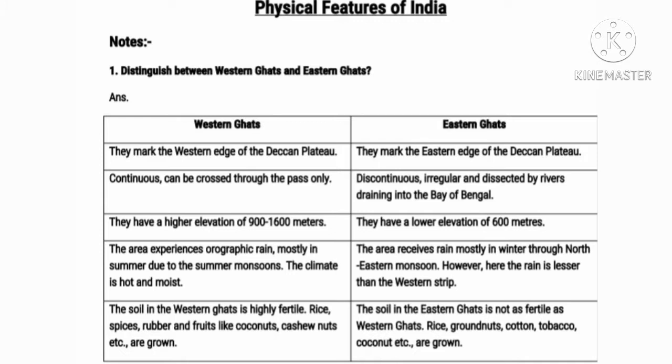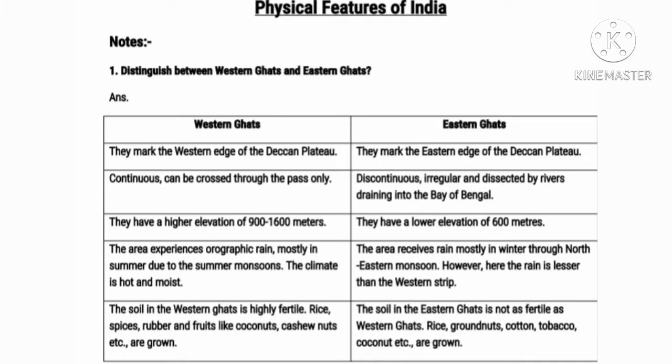Western Ghats mark the western edge of the Deccan Plateau. Eastern Ghats mark the eastern edge of the Deccan Plateau. Western Ghats are continuous and can be crossed through the passes only. But Eastern Ghats are discontinuous, irregular and dissected by rivers draining into the Bay of Bengal. Western Ghats are continuous but Eastern Ghats are discontinuous. Western Ghats have a higher elevation of 900 to 1600 meters, but Eastern Ghats have a lower elevation of 600 meters.